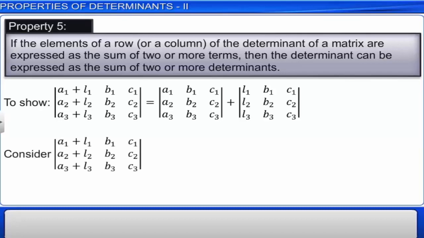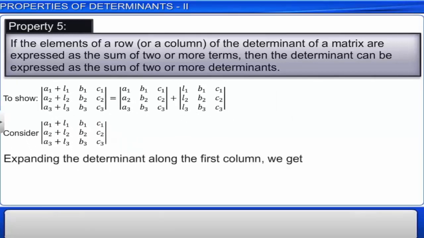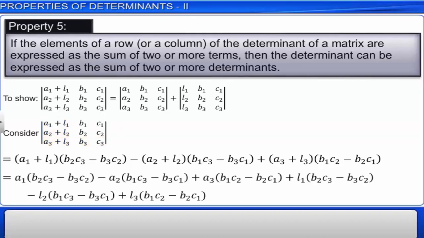Consider the left-hand side. Expanding the determinant along the first column, we get (A1 plus L1) times (B2C3 minus B3C2) minus (A2 plus L2) times (B1C3 minus B3C1) plus (A3 plus L3) times (B1C2 minus B2C1). On simplifying, it can be written as shown here.